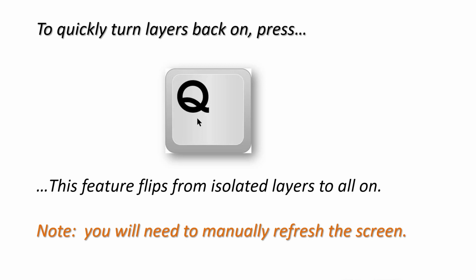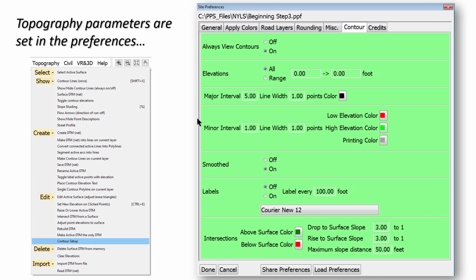Now that you've turned the layer 0 off, to quickly turn it on, you can just hit Q. It's like a quick on off switch. And you'll still have to manually refresh the screen. So if you have different layers turned off, but you want to see everything really quickly, hit Q, and then, well, you want to go back to just isolated layers, so just hit Q again. So it's a flip switch.